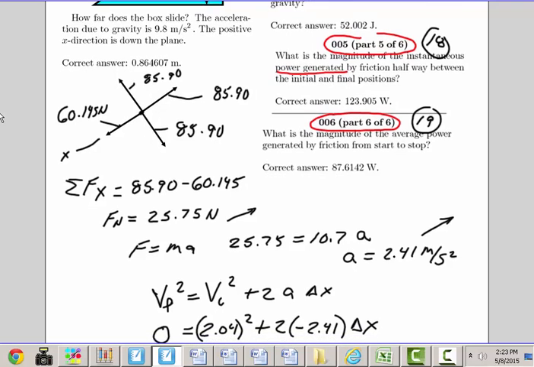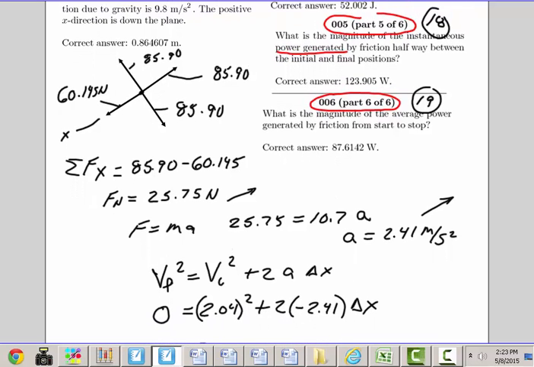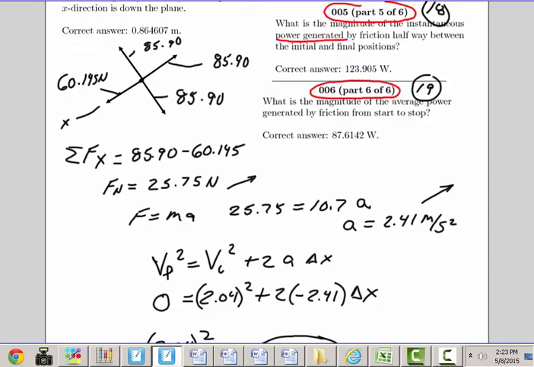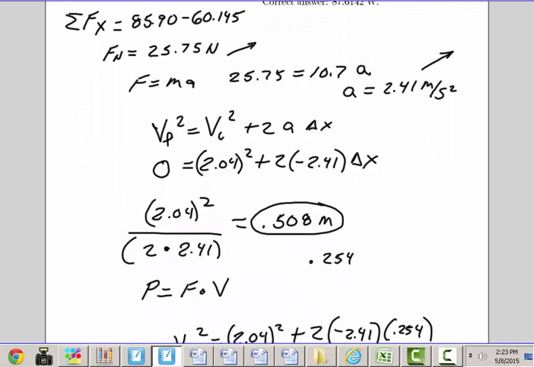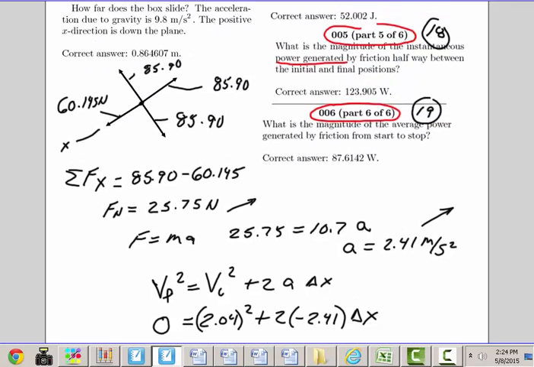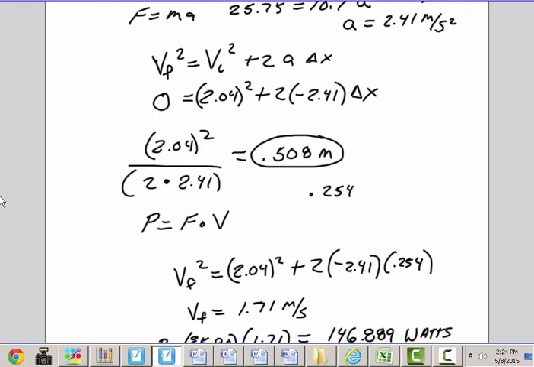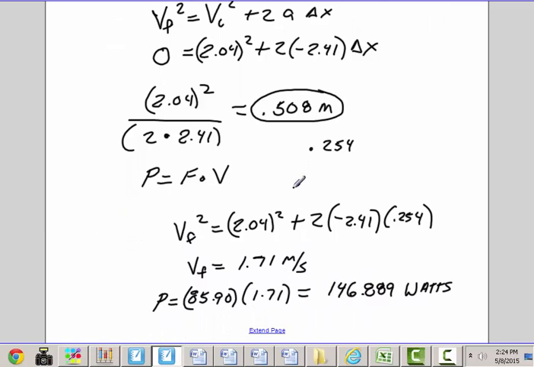Work over time. Halfway between the initial and final position. Wait, so isn't it work over time? No, it should work. Why aren't we getting the velocity? Wait, isn't it work over time, Dr. Hall? But it says instantaneous power generated by friction halfway. Hold up. What was the velocity? So if I find my velocity halfway and multiply it by the frictional force, what was the halfway point? Can we do it that way? We shouldn't need the time though. Oh wait, hold on. Force times velocity should get the same thing.